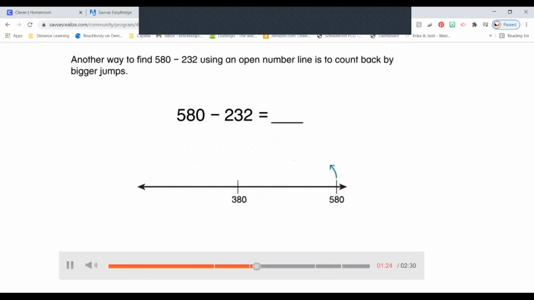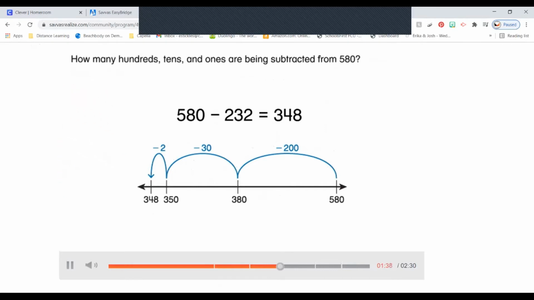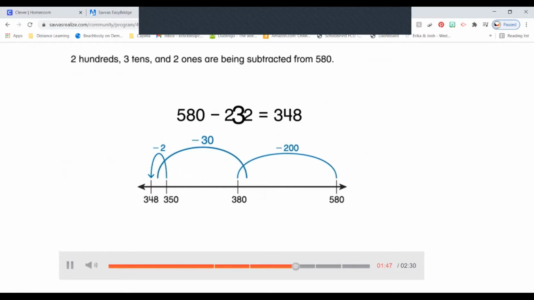Another way to find 580 minus 232 using an open number line is to count back by bigger jumps. Both ways are correct. How many hundreds, tens, and ones are being subtracted from 580? 2 hundreds, 3 tens, and 2 ones are being subtracted from 580.